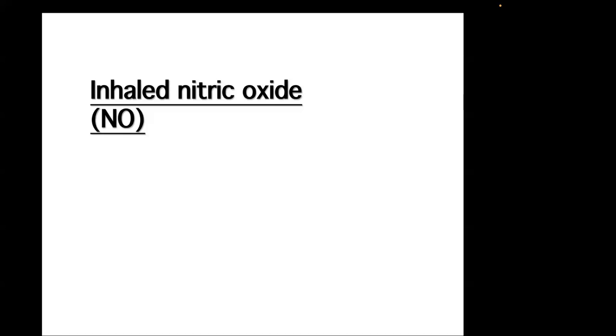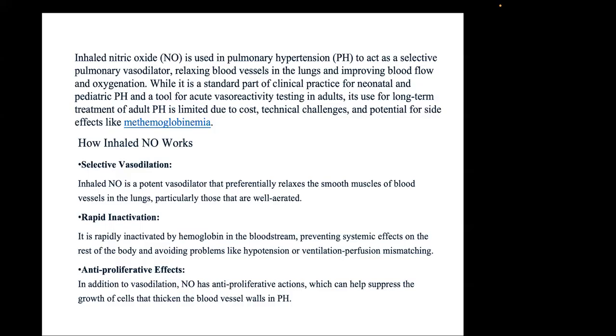Inhaled nitric oxide: its role in pulmonary hypertension is to act as a selective pulmonary vasodilator, relaxing blood vessels in the lung and improving blood flow and oxygenation. While it is a standard part of clinical practice for neonatal and pediatric pulmonary hypertension and a tool for acute vasoreactivity testing in adults, its use for long-term treatment of adult PH is limited due to cost, technical challenges, and potential for side effects like methemoglobinemia.